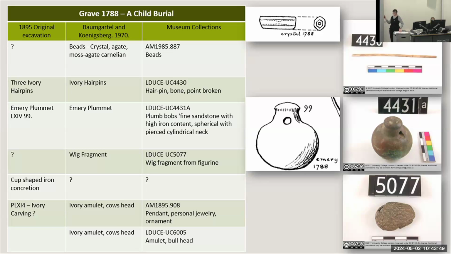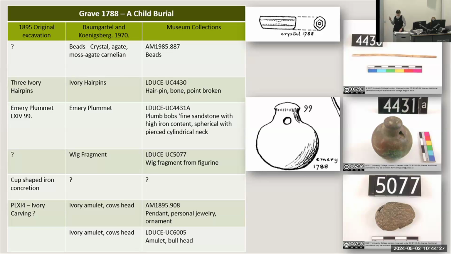Finally, I've managed to track down most of these in their current collections and included the museum descriptions. So we can see that the emery plummet has now become a plumb bob of fine sandstone. Still don't really know what that means. But we've still got the hairpins, but we've lost a few, and the beads have sort of just become beads, and we don't know what kind they are. But interestingly, if you look at the bottom two, we've now got a pendant and an amulet of a bull's head. So, for the sake of my research, I'm primarily interested in the bottom 2 items.